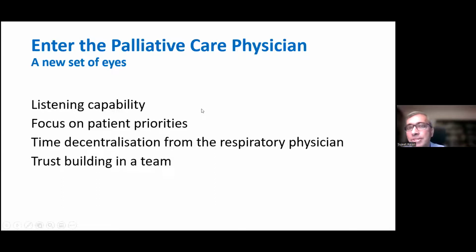And that's where the palliative care physician really ends up, because that's their full focus. Palliative care physicians are so focused on that part. It's something that we've often missed. So it's just a new set of eyes. It's no huge set of special skills that comes here. It's the listening capability, the focus on what the patient wants or the family is able to cope with. It's a lot of time decentralized from the respiratory physician and trust building in a team. So this is a team, because the moment you let go of your responsibility to another consultant, the patient thinks they've lost you. And that's not what we are working towards.